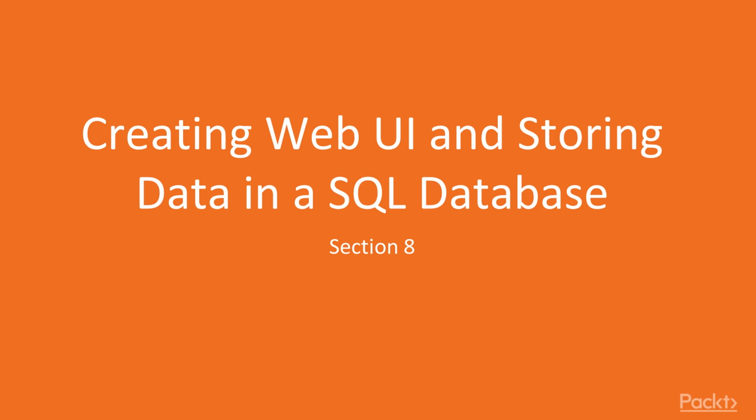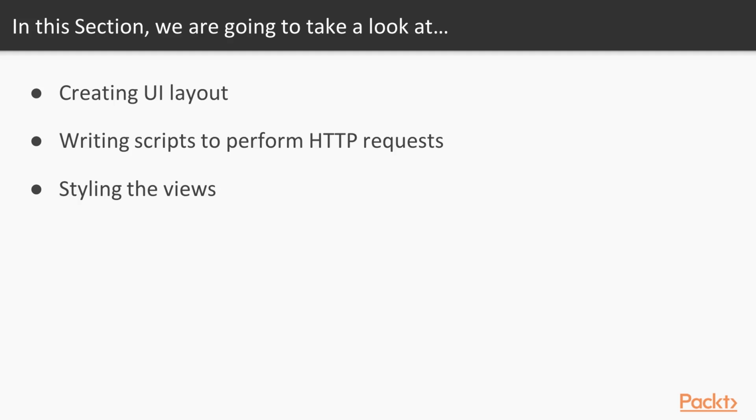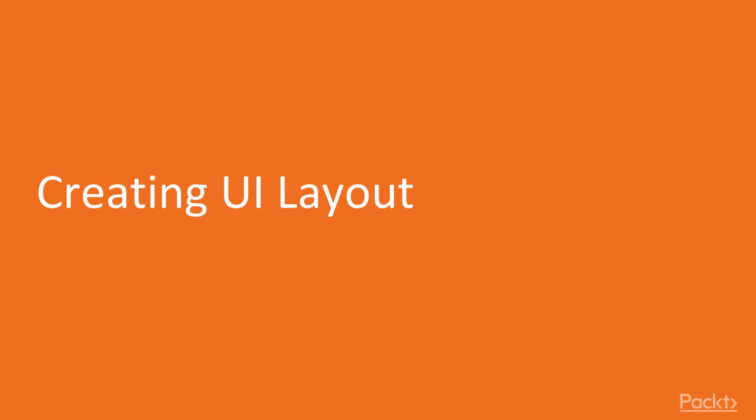In section number 8, we'll be implementing the frontend part of our application. In this section, we are going to take a look at creating the UI layout, writing scripts to perform HTTP requests using the Knockout.js library, and finally styling our views. In this video, we'll focus on starting with creating our layout, and it means that we'll configure the ASP.NET Core MVC app and we'll start with creating a template.